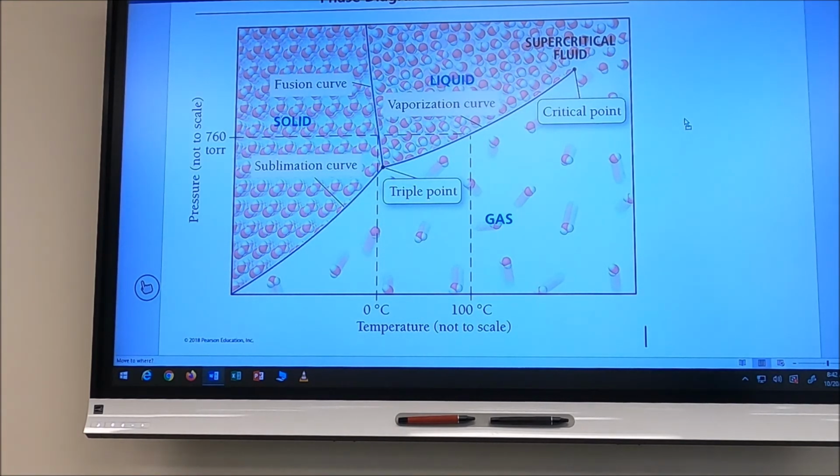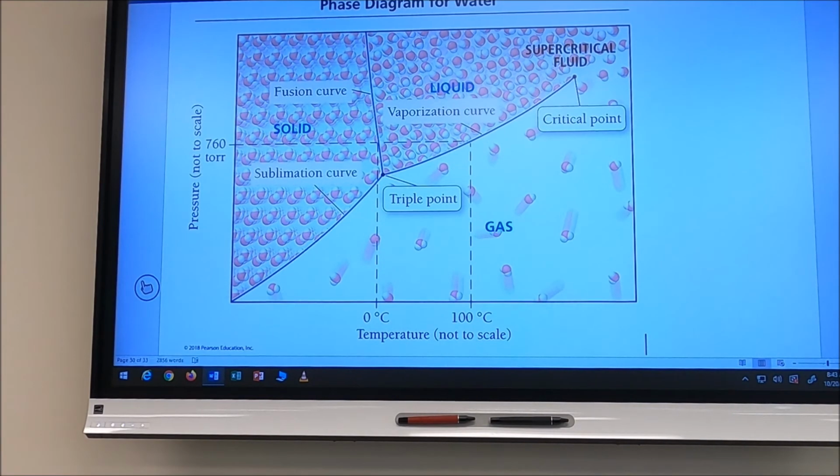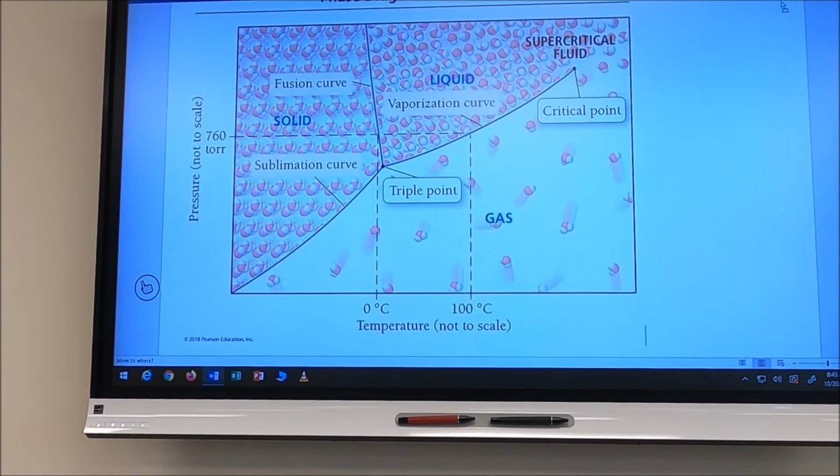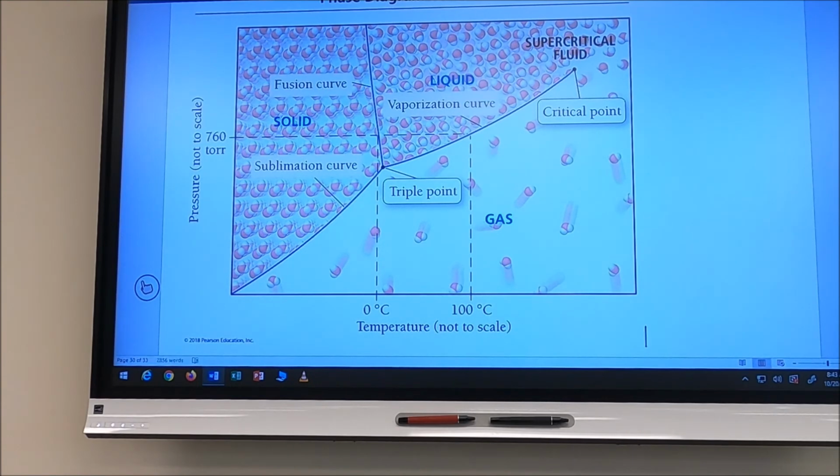This is why ice cubes float. Okay? Liquid water is most dense at 4 degrees C. At 0 degrees C, it's less dense than solid ice cubes. So ice cubes float. It's the only solid that floats in its liquid.